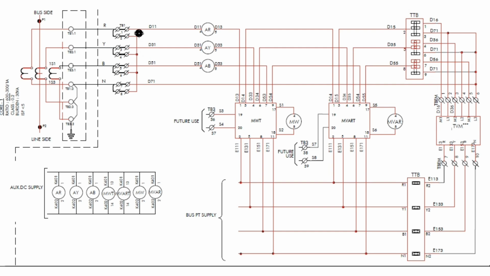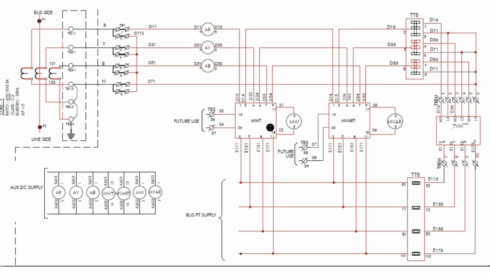After that, the ammeter is connected in the CRP panel. Here the ferruling arrangement has been shown. D11 is connected to the input of the ammeter and D13 is connected from the output terminal for the red phase. Similarly, for the yellow phase, D31 and D33 are connected to the input and output terminals of the yellow phase ammeter. And similarly, for the blue phase, D51 and D53 are connected to the input and output of the digital ammeter of the blue phase.